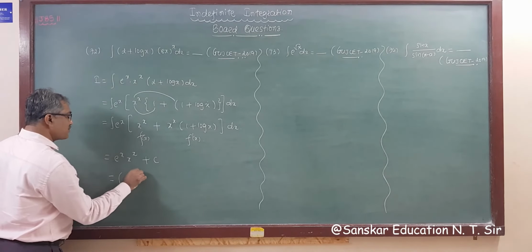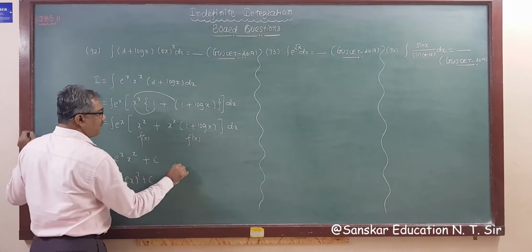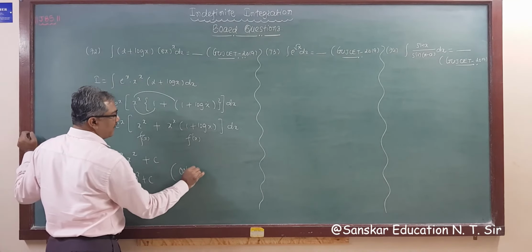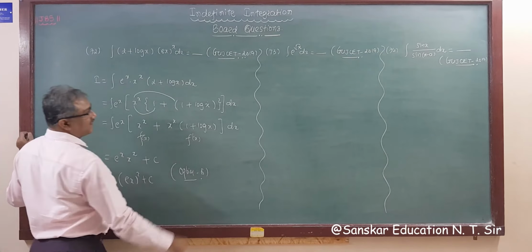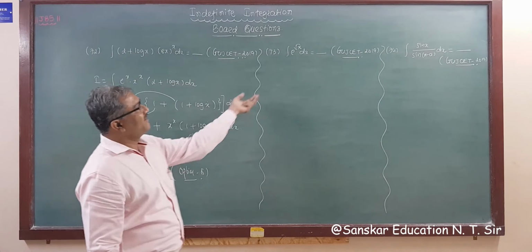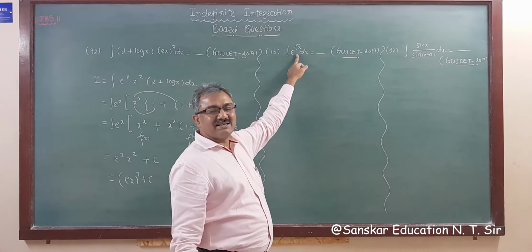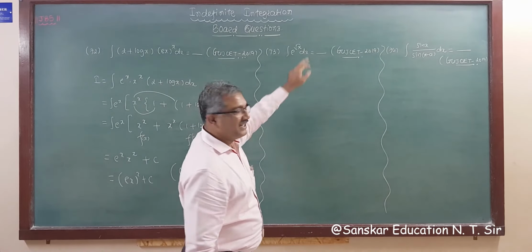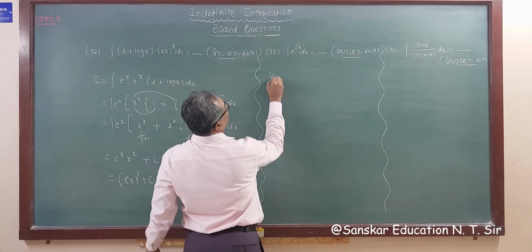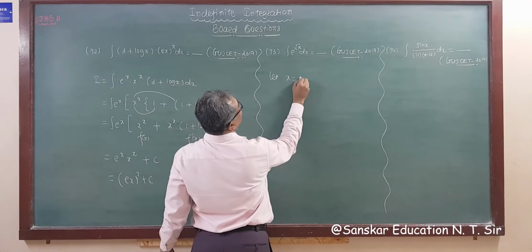e^x plus c. So option B is your correct answer, right? Now this is very easy. Assume root x is equal to t square, right? So x is equal to t square.